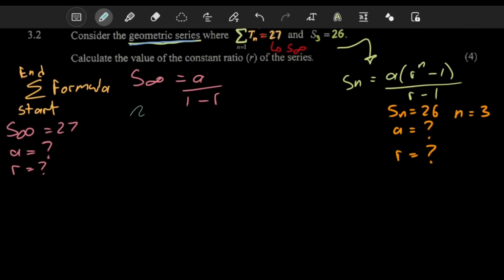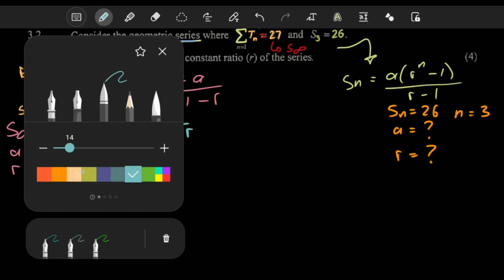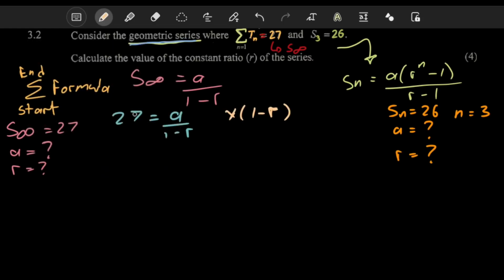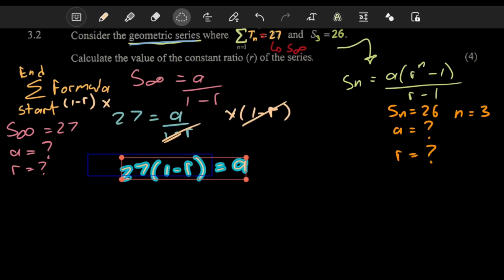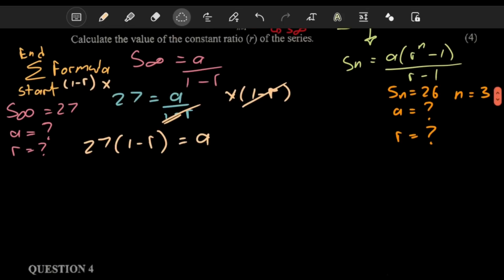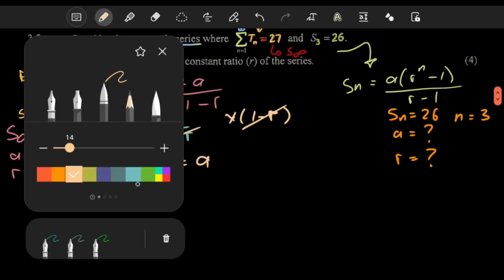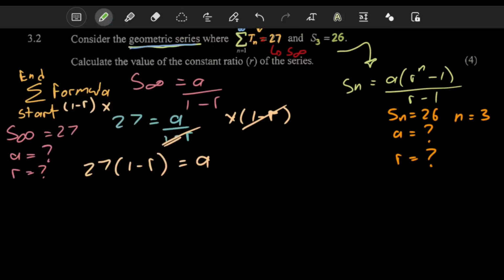Anyways, in this here, we're gonna throw in 27. A, we don't have. But we said it's best for us to make A the subject of the formula here. So you can multiply by 1 minus R on both sides, so that this cancels that. You're going to have 27 times (1 minus R) equals A. Let's try and leave this on its own for now, and we'll come back to it here. Let's throw in information and see where that leads us. Here, it's like 26.